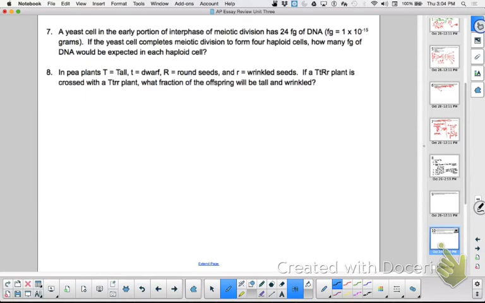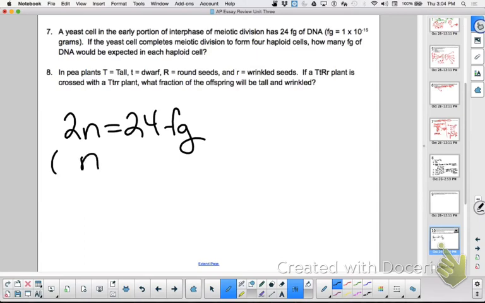12. Okay, 12 each, but it says 4 cells. Yes, but you have to keep in mind, if I tell you the 2N cell equals 24 fg, then what's the N cell going to be? 12. It's got to be 12. I thought it said in all the haploids. But do you see what I'm saying? You just got to think big picture so you don't make that mistake, okay?